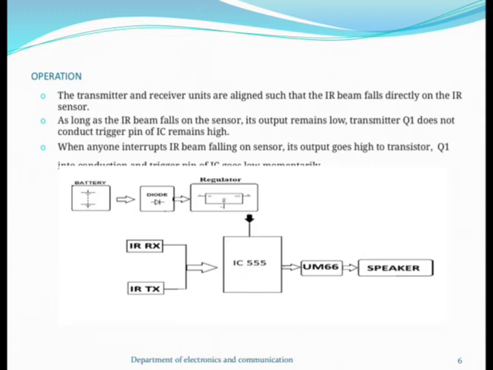As long as the infrared beam falls on the sensor, its output remains low. Transistor Q1 does not conduct, trigger pin of IC remains high. So the two things to be noted is that the transistor does not conduct and the trigger pin remains high when the output remains low, that is, as long as the infrared beam falls on the sensor.